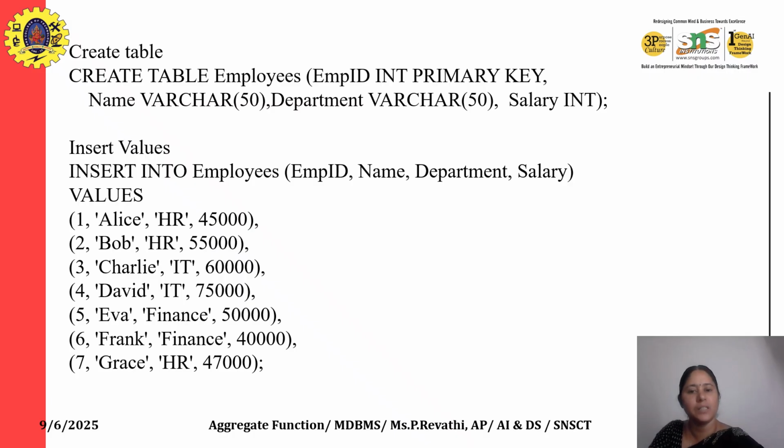The fifth employee is Eva from the finance department. She earns 50,000. Then the sixth employee is Frank, also in finance, but with the lowest salary of 40,000. Finally, the seventh employee is Grace in the HR department with a salary of 47,000.